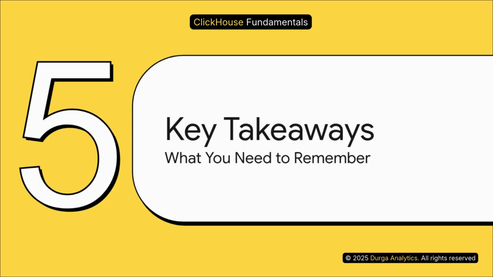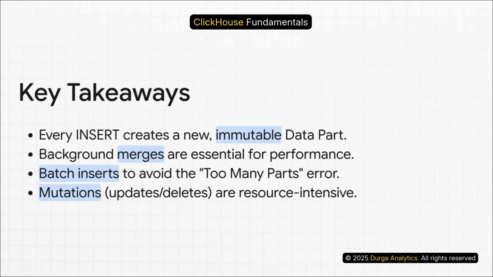All right, we have covered a lot of ground. So let's just boil it all down to the key takeaways you absolutely need to remember. Just remember these 4 things. 1. Every single insert creates a new, immutable part. 2. The background merge process is your best friend. It keeps the system healthy. 3. Always batch your inserts to avoid that too many parts error. And 4. Treat mutations as heavy operations, not something you'd use for transactional workloads.